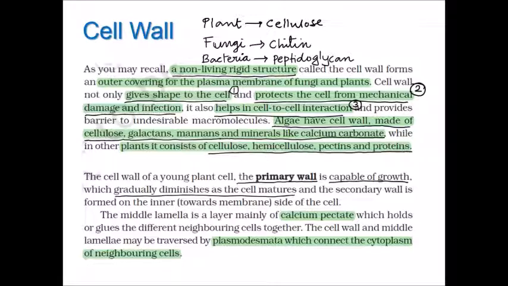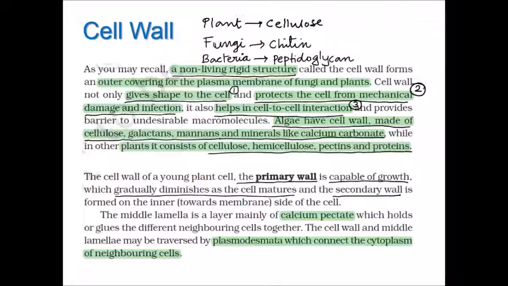And finally, this primary wall will be replaced by something called secondary wall, which will be formed towards the inner side of the cell, towards the plasma membrane. So first, in case of younger plants, the cell wall is called a primary wall, which can undergo growth. But when the plant grows and matures, when it becomes old, this primary cell wall will disappear and it will be replaced by secondary cell wall towards the inner side of the membrane.